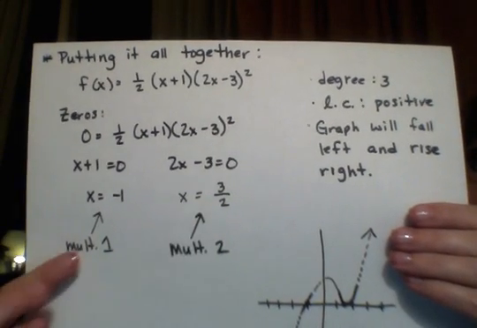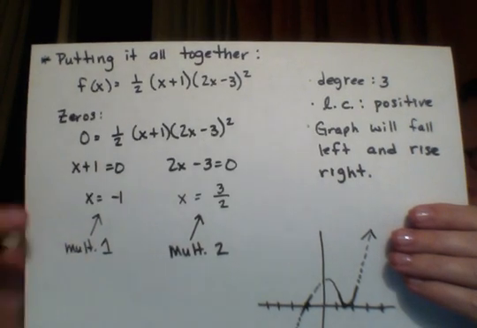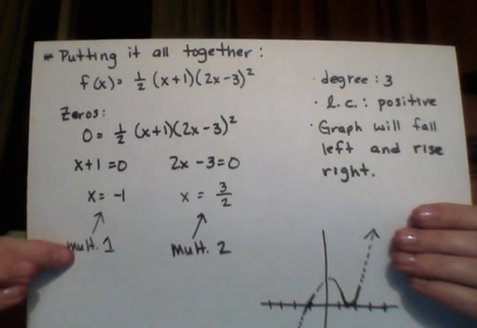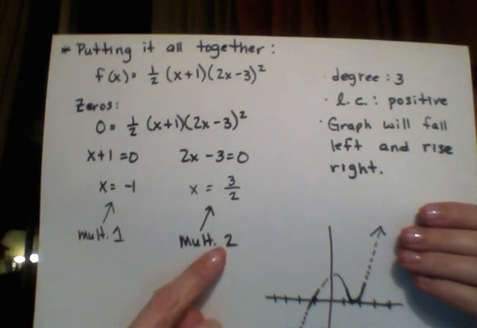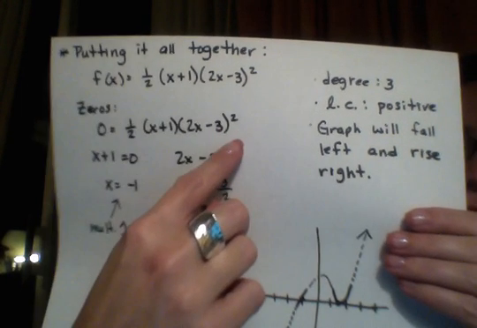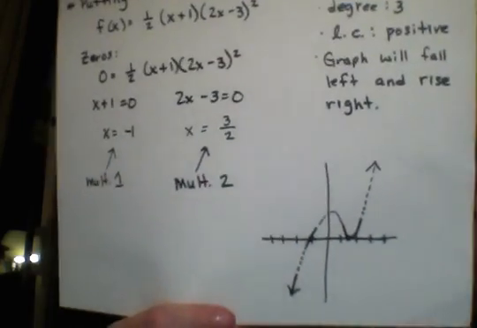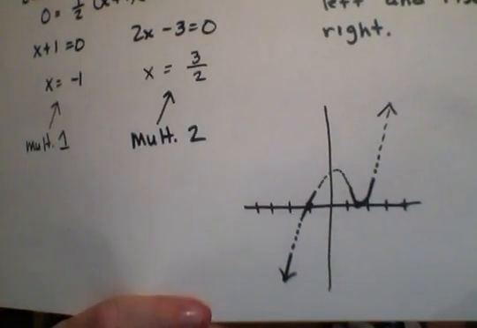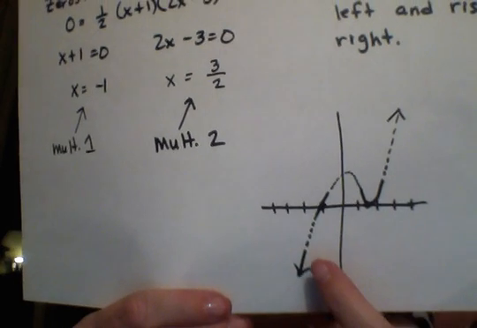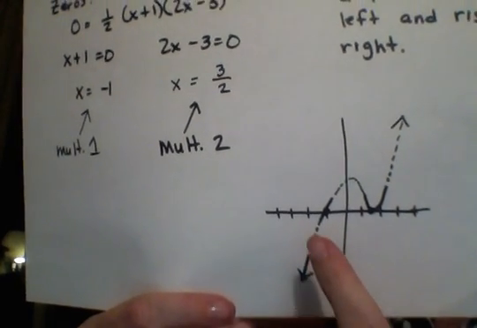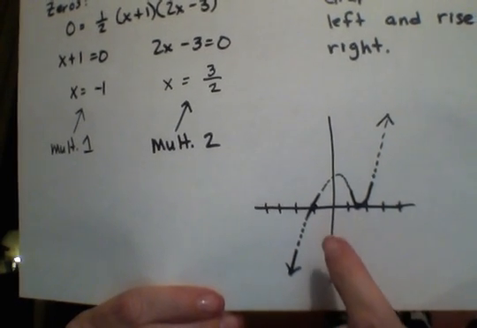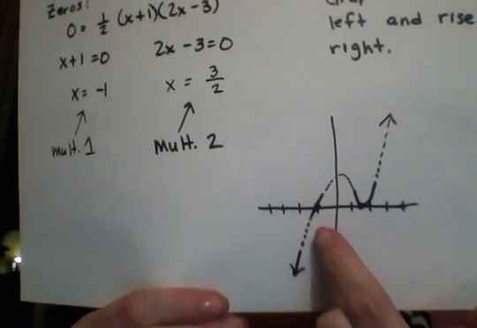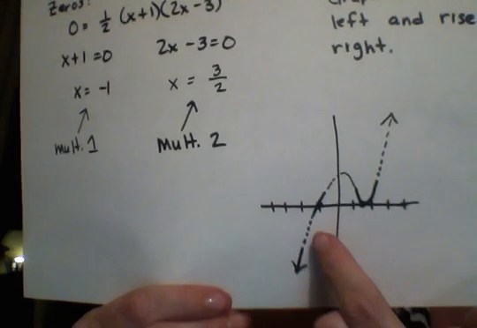Now you'll notice I've also listed their multiplicity. This one only occurred 1 time, so it has a multiplicity of 1. But this one has a multiplicity of 2 because it was a squared factor. What does that mean? Well, here's the graph. This is kind of helping you put it together. We know that it's falling on the left. I put these dashed marks here because I don't really know for sure what's going on in there. There could be some crazy stuff going on.